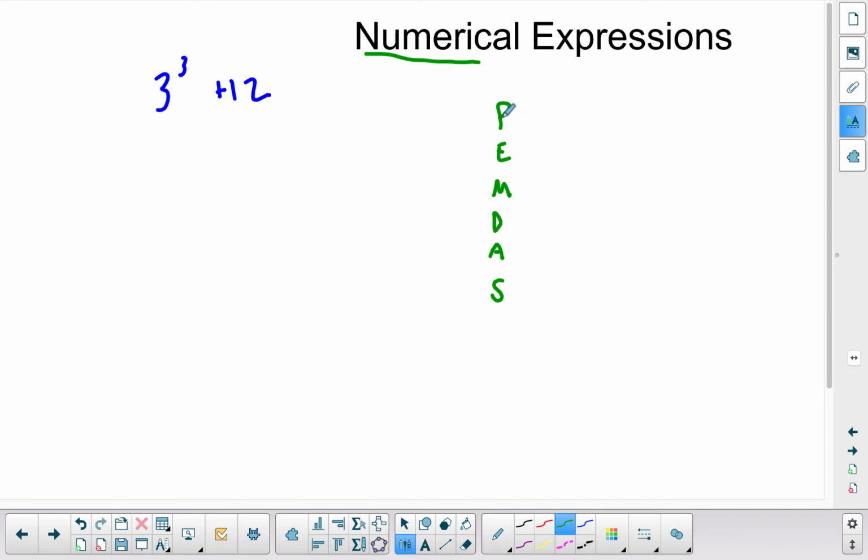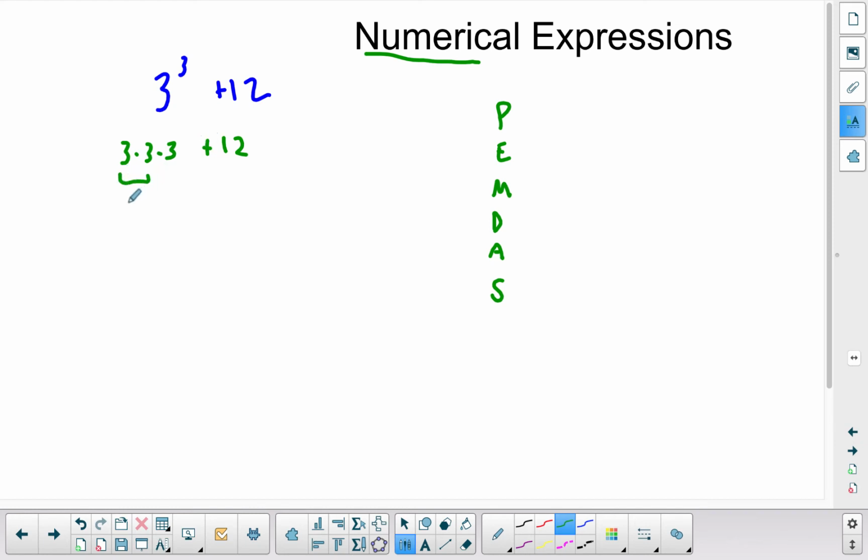So the P stands for parentheses, which we don't really have in this instance, and the E stands for exponents. So in that instance, we have 3 to the third power. The way that looks is we can rewrite that as 3 times 3 times 3, meaning that the base 3 is written as a factor 3 times. And I like to put in the plus 12, even though we won't use it right away, because it helps us remember that we do need to add 12 at the end of the problem.